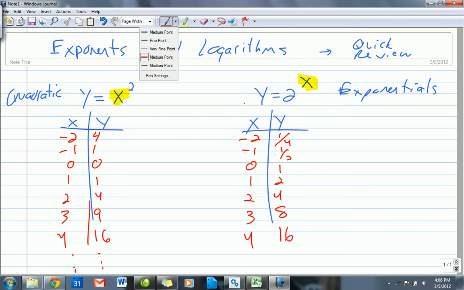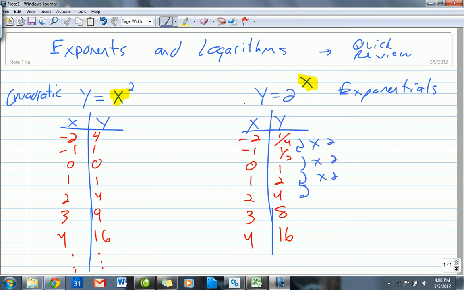And so here we have a good little snippet of each particular function's table for some selected values of x, common values of x. So what's the difference? Well, look at how these are increasing. Okay, in particular, look at this exponential function. Each one is 2 times the previous: 1 times 2, 2 times 2, 4 times 2, 8 times 2. Okay, that's not the case here with x squared.